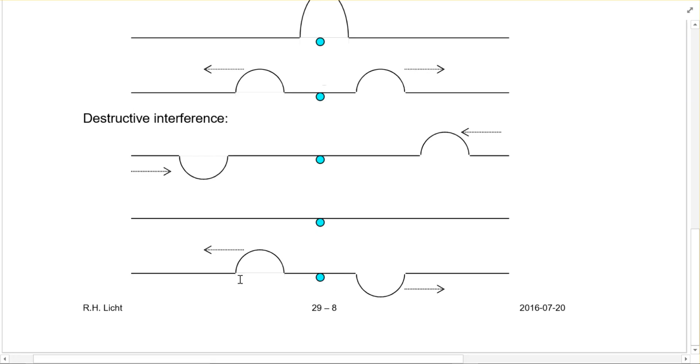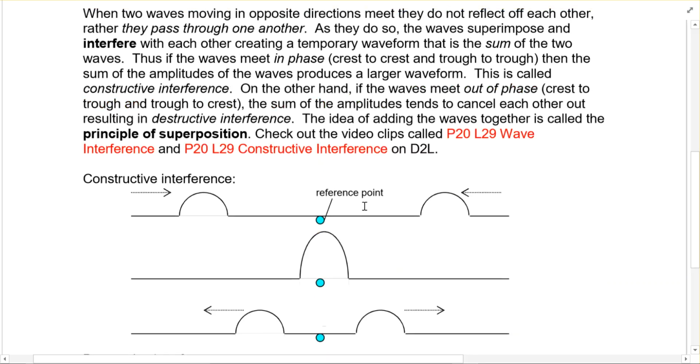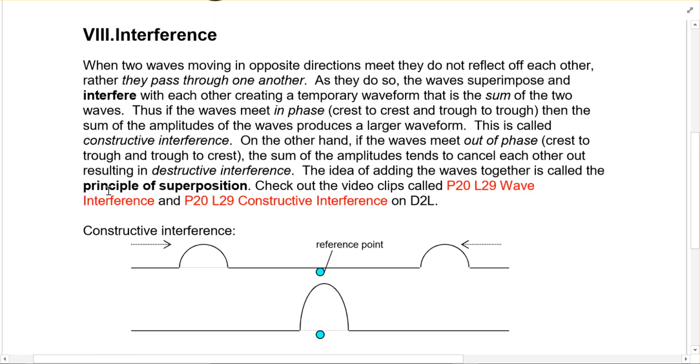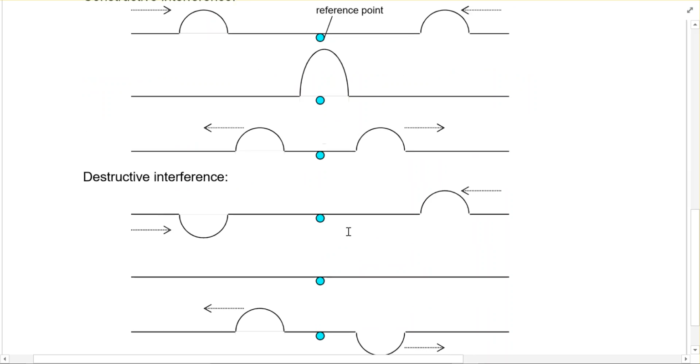And then they continue on. This wave pulse is now over here. This one is now over here. This idea is something called the principle of superposition. And again, click on these video links to see some examples of this as well. I don't have a simulator that shows this one.